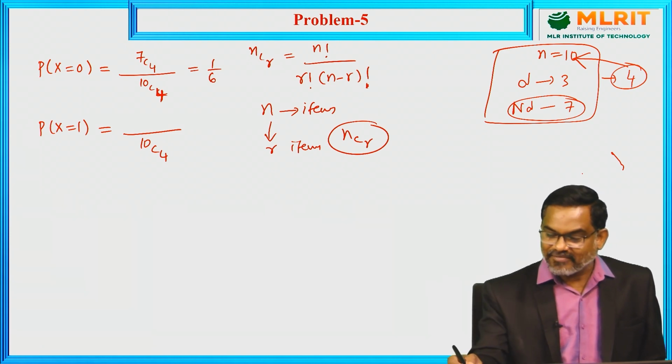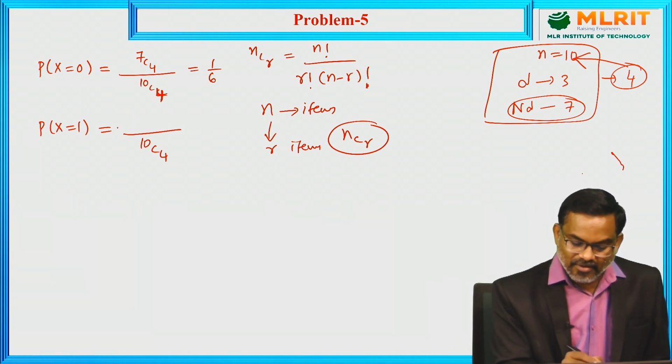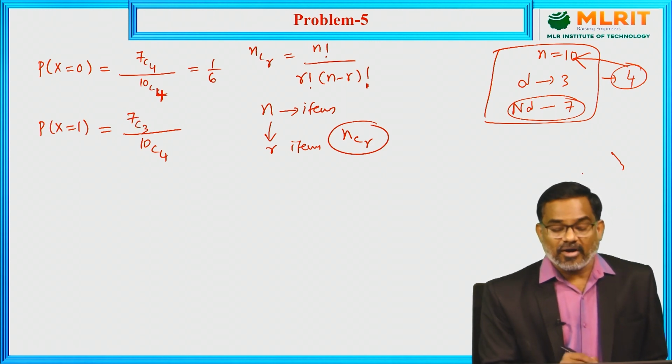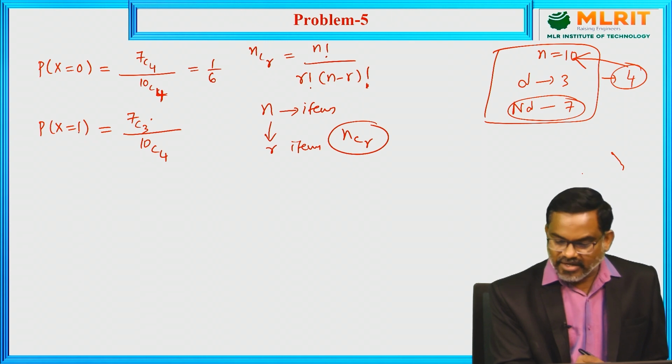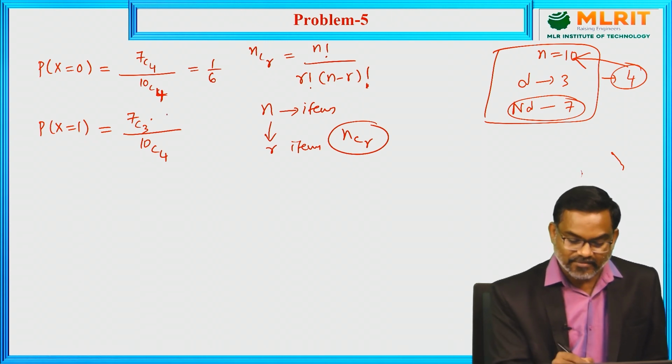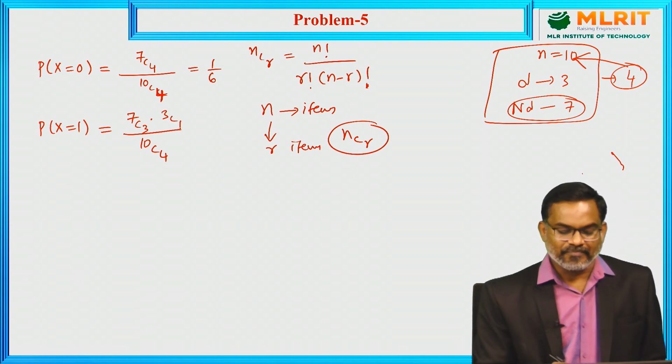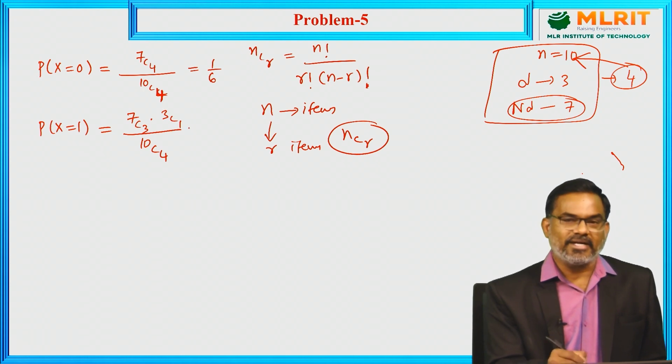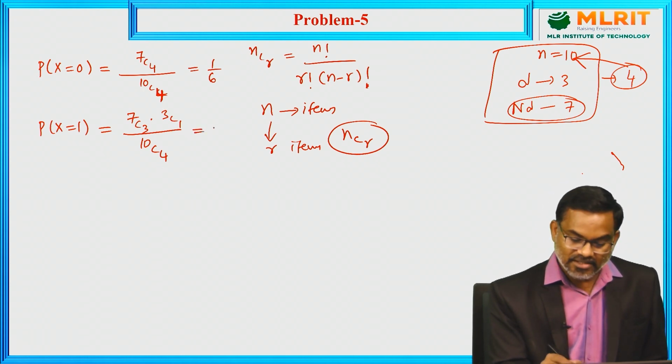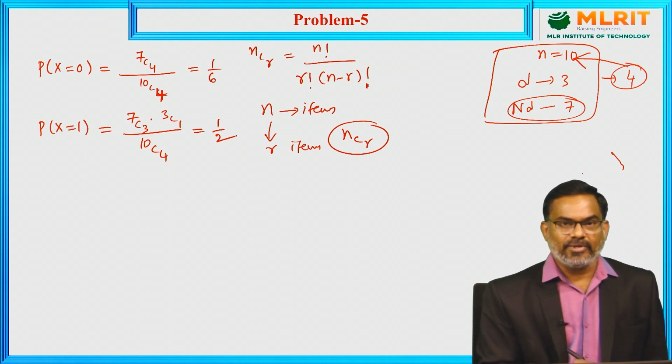So, there are 7 non-defective items, and the remaining 3 must come from those non-defective items, and that one defective item from the 3 defective items. So, 7C3 into 3C1 by 10C4. So, the result is 1 by 2 here.